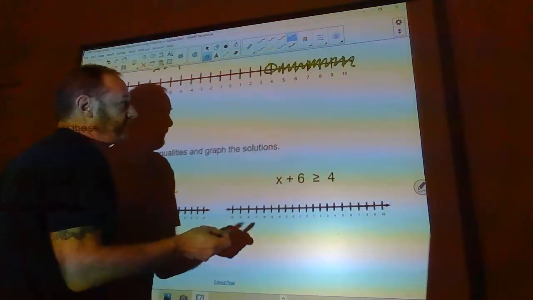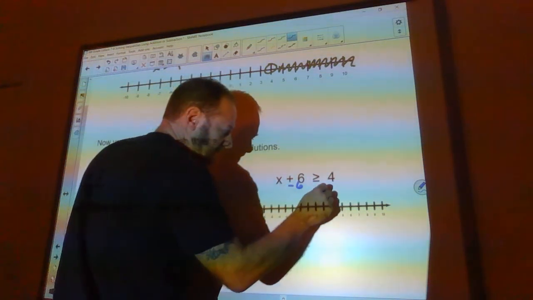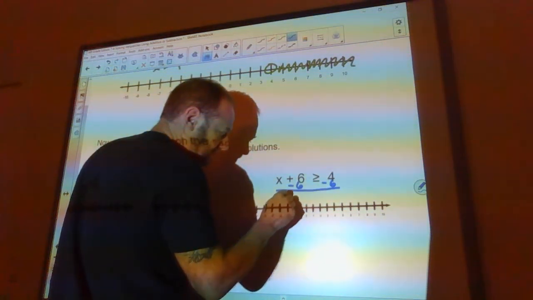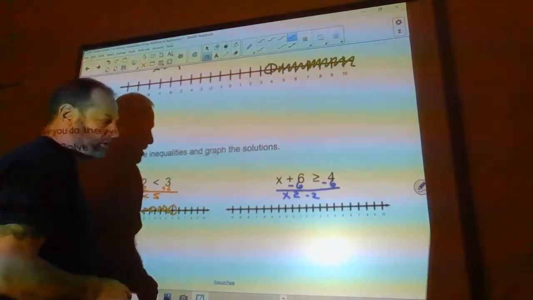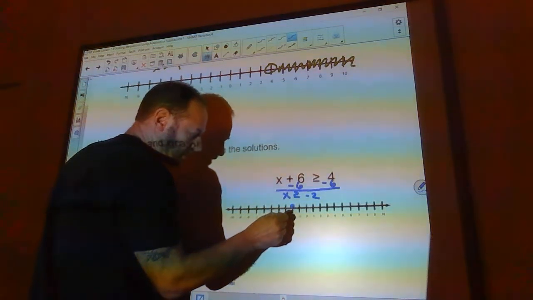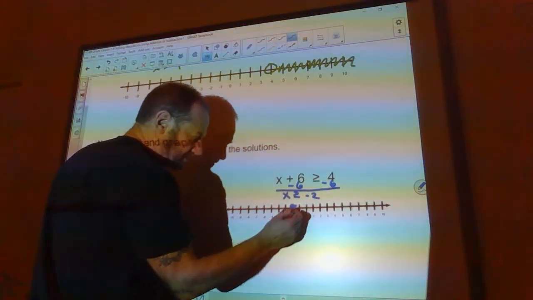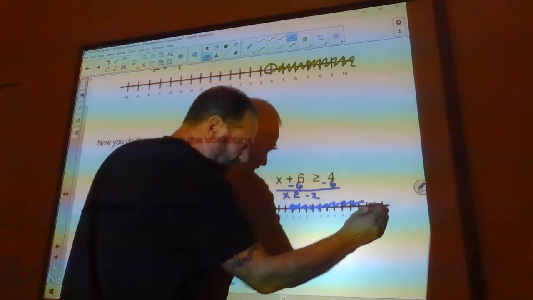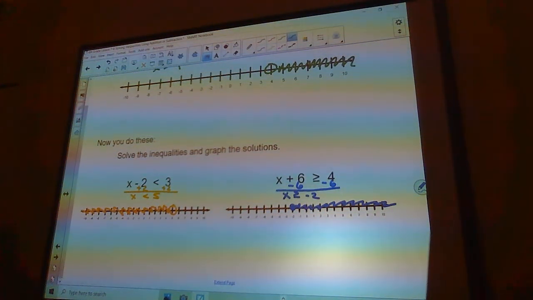Okay, over here on this one I've got x plus 6, so I'm going to subtract 6 from both sides. And I'm going to get x is greater than or equal to negative 2. So I'm going to go to negative 2. I'm going to put a closed dot. And I want greater than or equal to, so I'm going to shade the right side. And there you go. That's what it should look like on your papers.